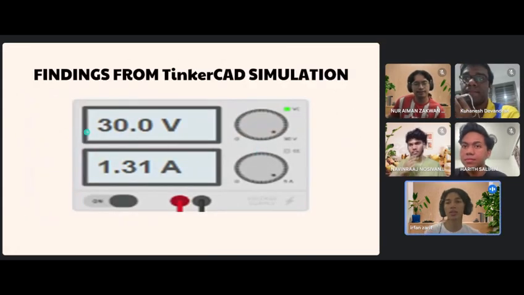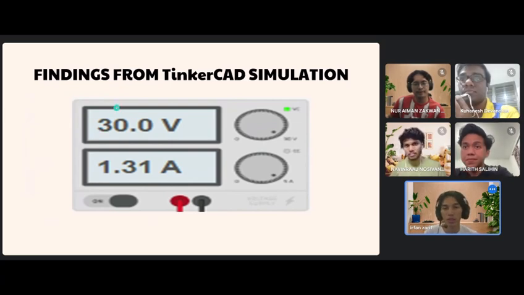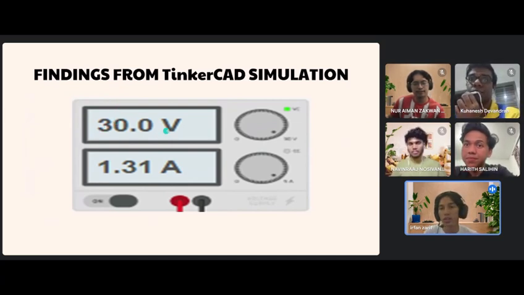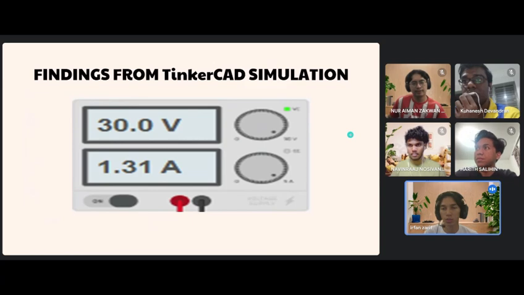These are our findings from the software that we use, which is Tinkercad. So this is the maximum voltage and also the reading of voltage and current that we obtain by using the Tinkercad simulation for our product: 30 volts and 1.31 amperes for current.